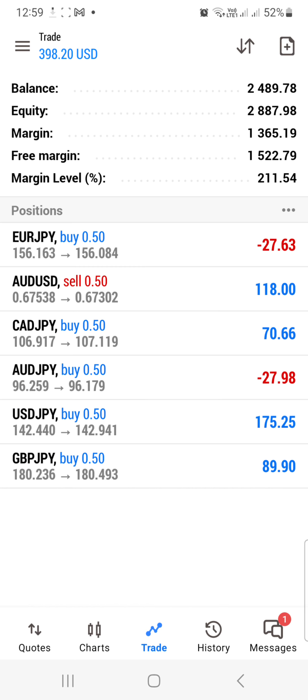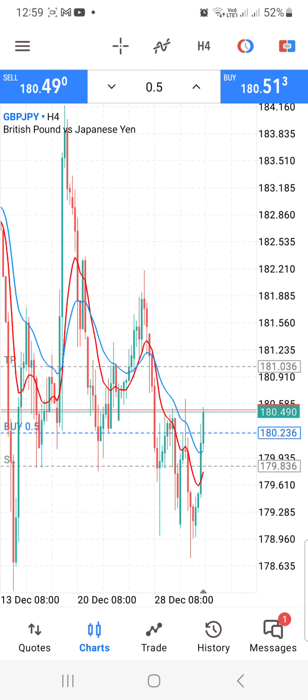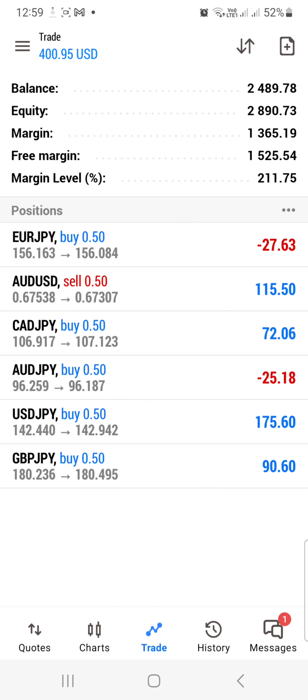I'm just here to trade. Let's see our trade for today. The trade is trading. This is pounds JPY. We're sitting at 89.